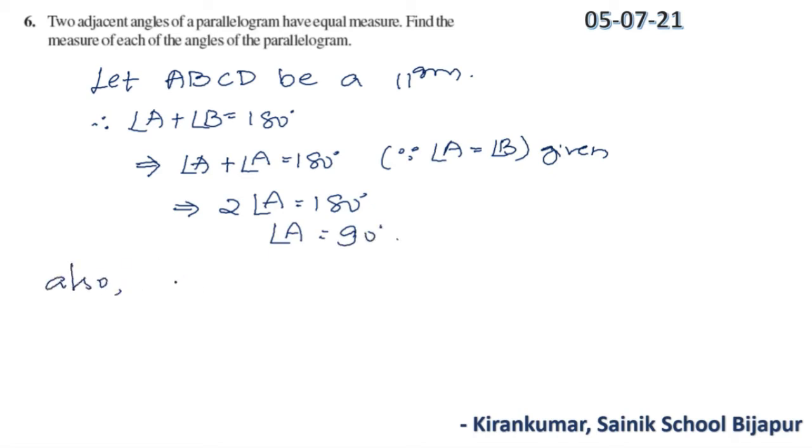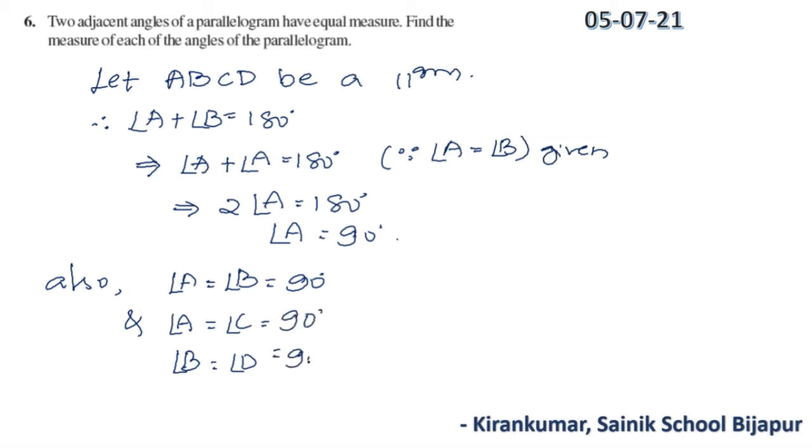Also, angle A equal to angle B equal to 90 degrees. And angle A will be equal to angle C. Angle B will be equal to angle D. This will be 90. This will be 90. So it means that the parallelogram will become a rectangle.